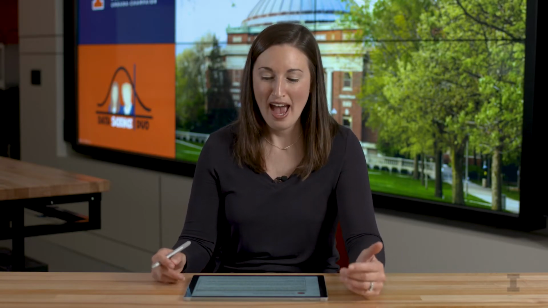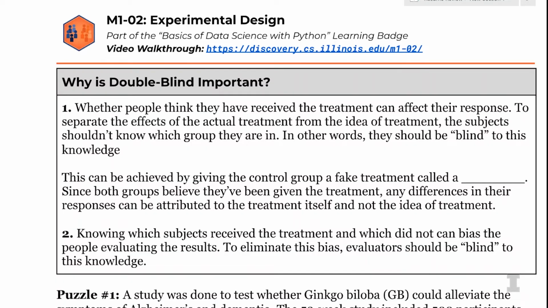The first one is because whether or not people think they've been given a treatment actually can affect their response. And we want to be able to separate the effects of the actual treatment from the idea of a treatment. To do this, the subject should be, we call it, blind to this knowledge. And you've probably heard of something called the placebo effect. Oftentimes the control group, instead of getting no treatment, will get a fake treatment called a placebo.